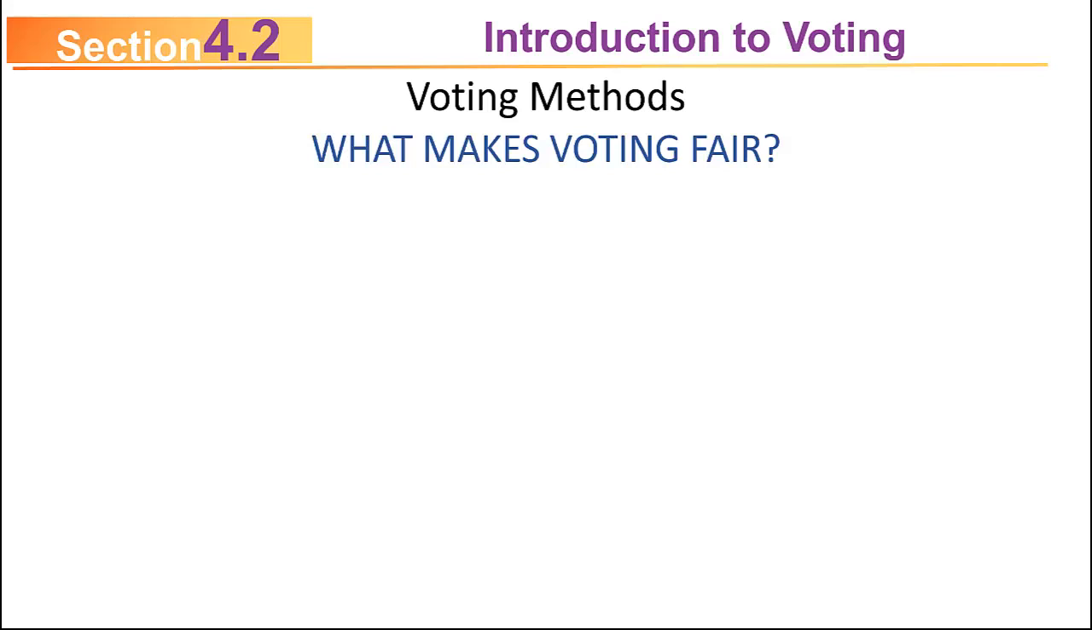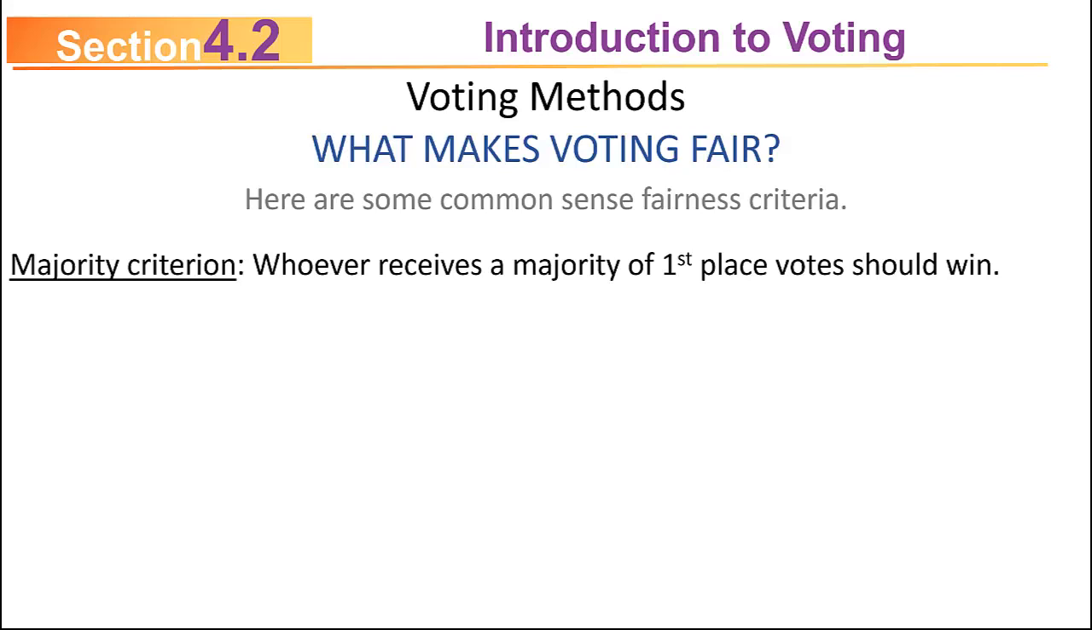And let's wrap things up by talking more about fairness. What makes voting fair? Here are some common sense fairness criteria. There are a lot of ways to look at this, but we're going to look at it this way. One is called the majority criterion, and it simply says whoever receives a majority of first place votes should win the election. Sounds pretty fair to me, right?